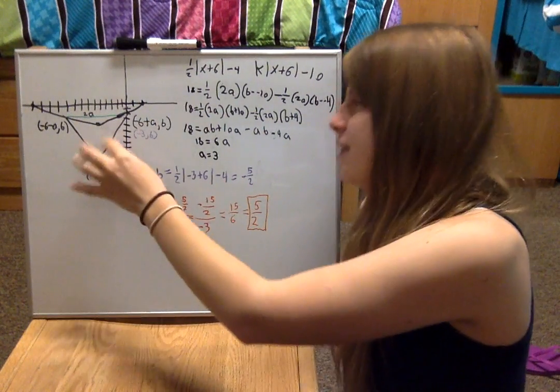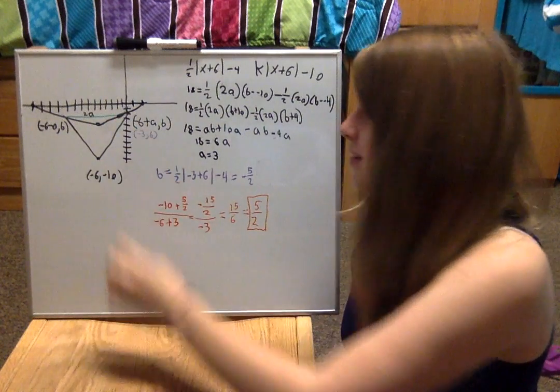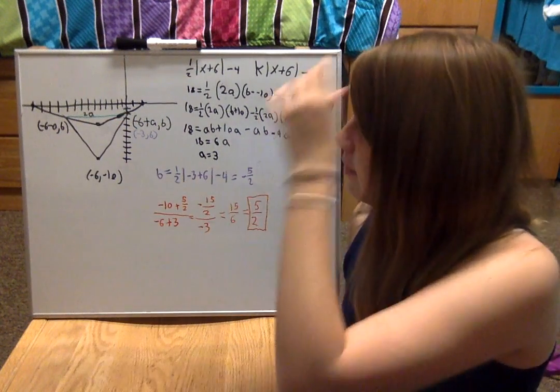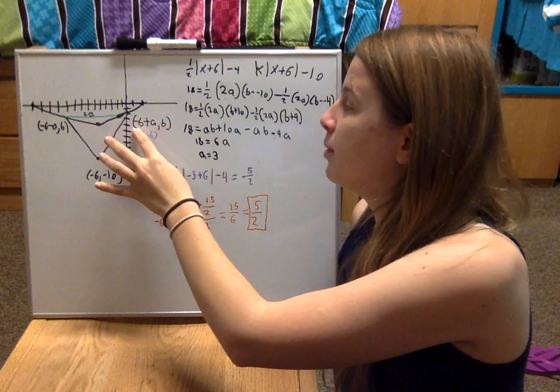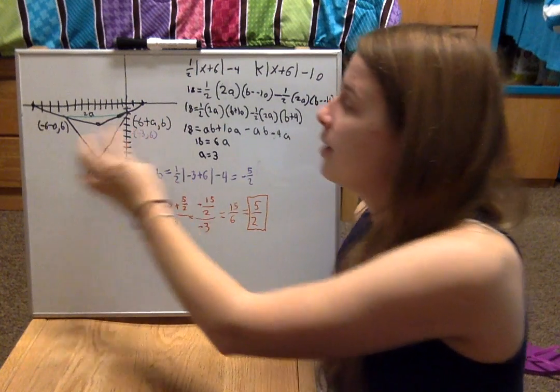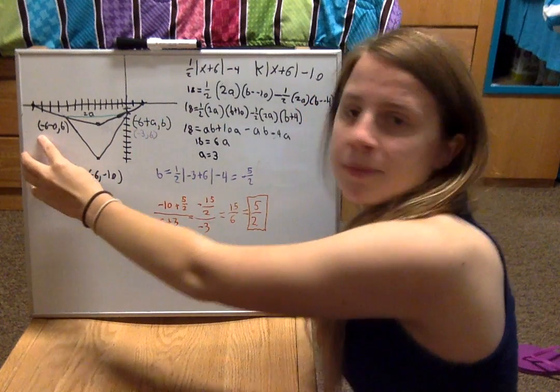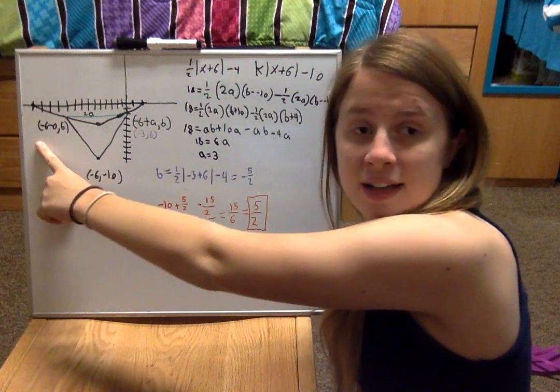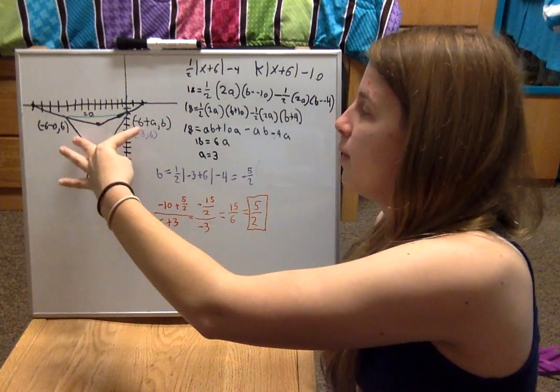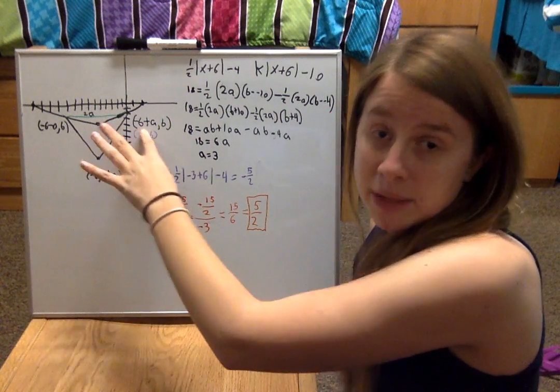So I just drew a random point in the middle of them, and then I called the x value for this point -6 plus a, and the x value for this point -6 minus a, and then I called the y value for both the points, since they're equivalent, just b.